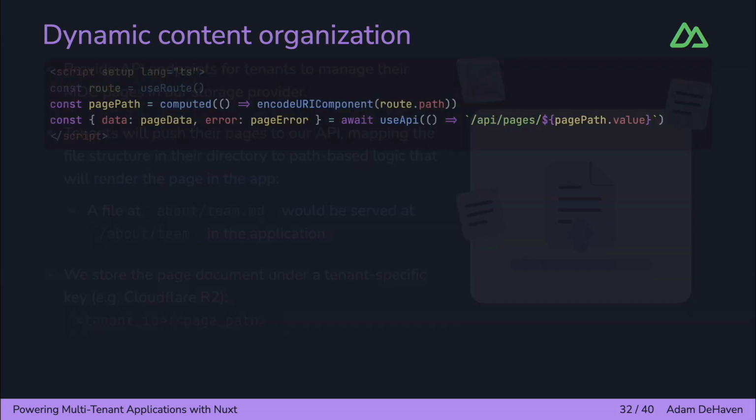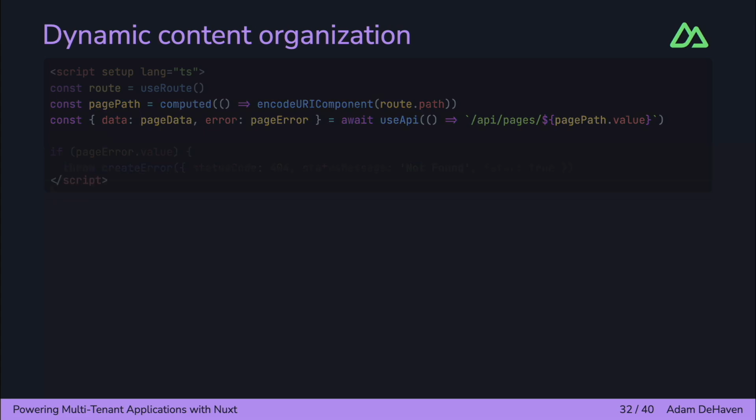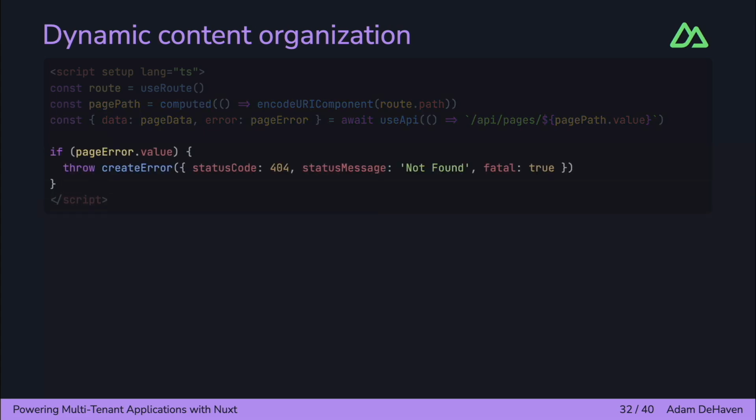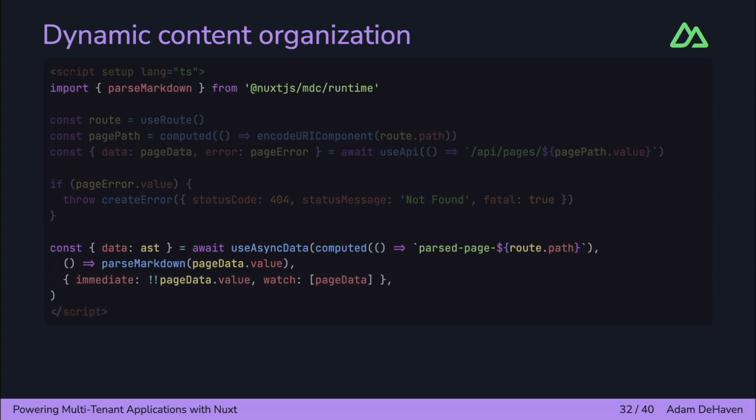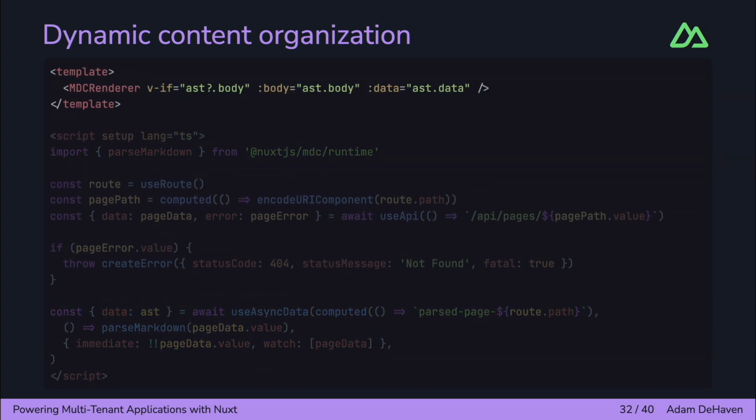So now let's go ahead and render the content in our app. So in our catch-all page component, first we'll utilize the requested path to fetch the page from our API. If the page is not found, we can throw a 404 error, causing our global error handler page to be displayed. Next, we will parse the page content utilizing the parse markdown function from the MDC module, which returns an abstract syntax tree or AST representation of the document. Finally, we'll render the parsed content using the MDC render component, which will take care of rendering the AST and any internal Vue components into functional HTML.